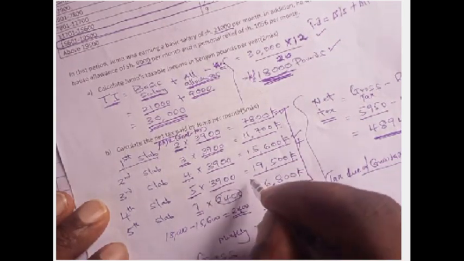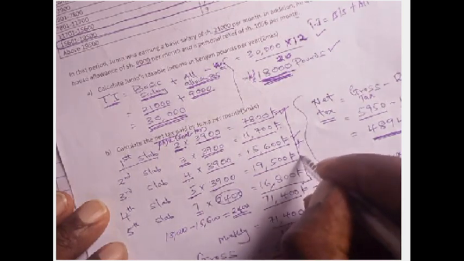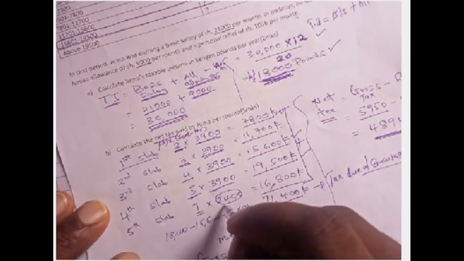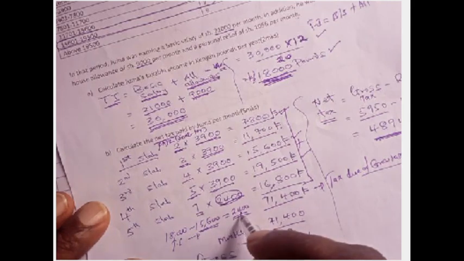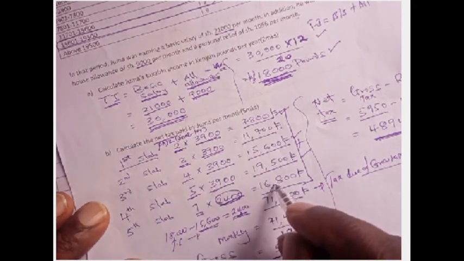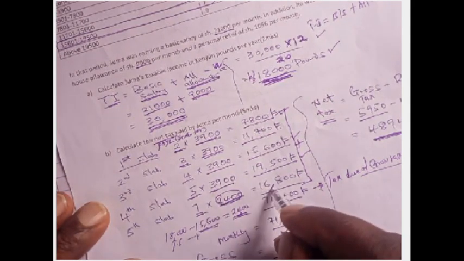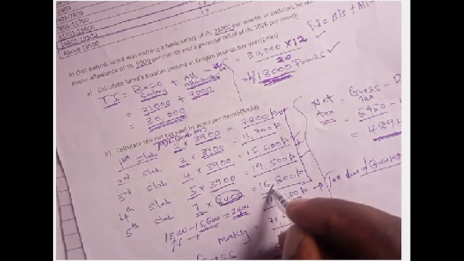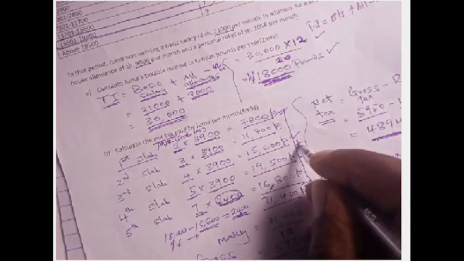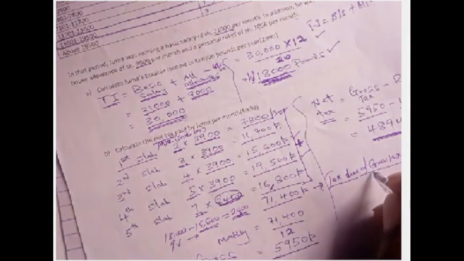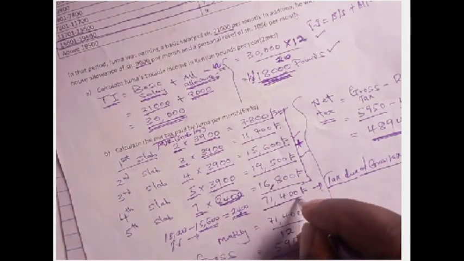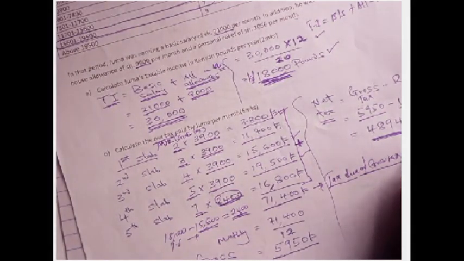5 times 3,900, 19,500. And 7 times 2,400. That's the remaining. We get the remaining by taking taxable income minus the highest value in the previous band, which is 15,600. So 2,400 times 7 is 16,800 as our amount in that slab. We sum them up and get the tax due, or gross tax, of 71,400 per annum.